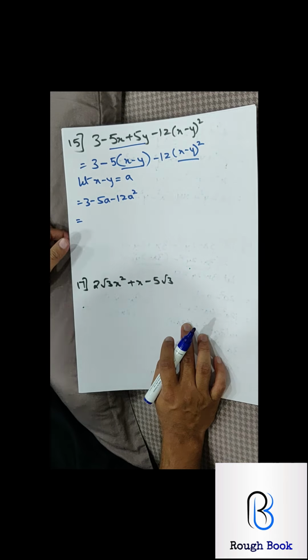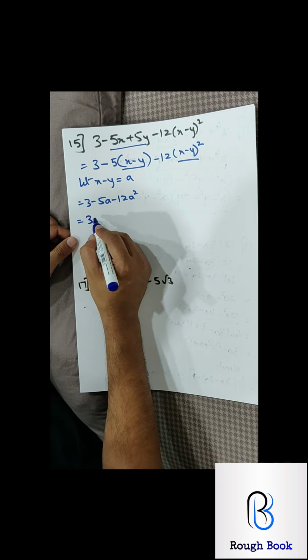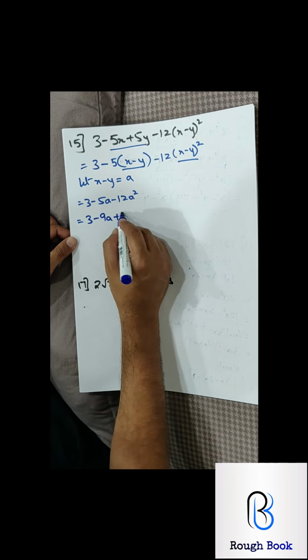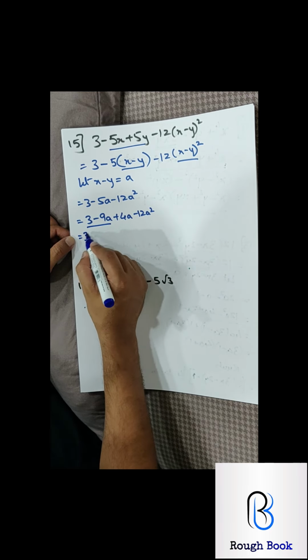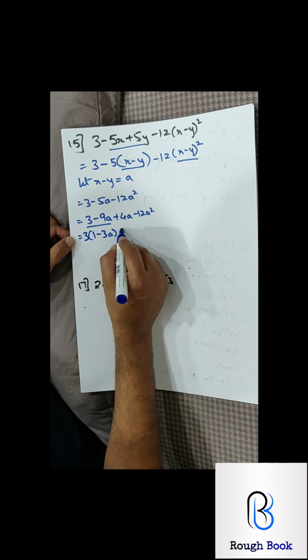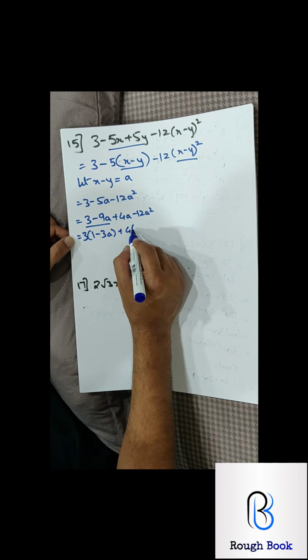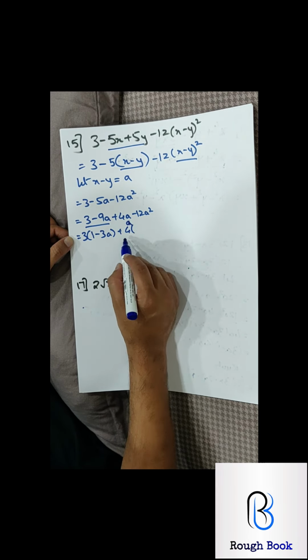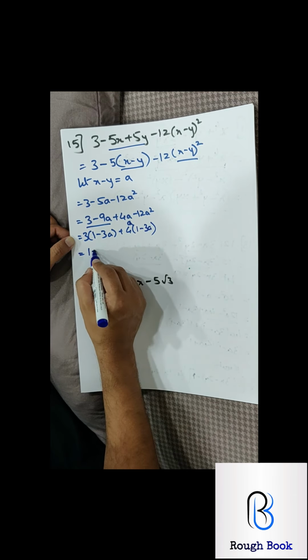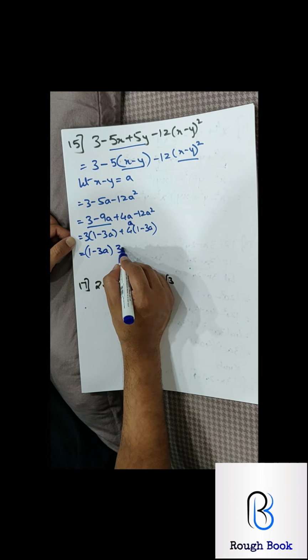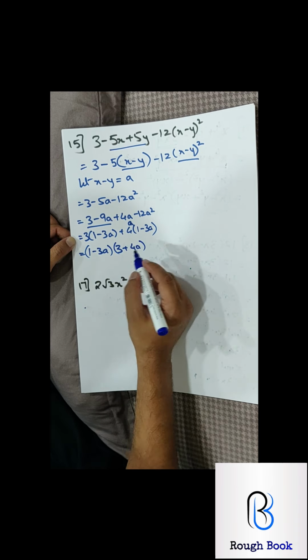So 3 minus 5a minus 12a square. So 12 3s are 36. For 5 I will write it as 9 times 4. Factorize: 3 common, 1 minus 3a, plus 4 common, 4a common. Don't forget 4a. So this will be 1 minus 3a, 3 plus 4a.